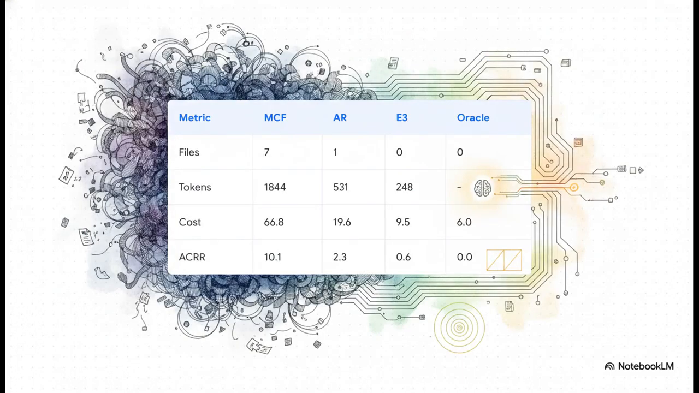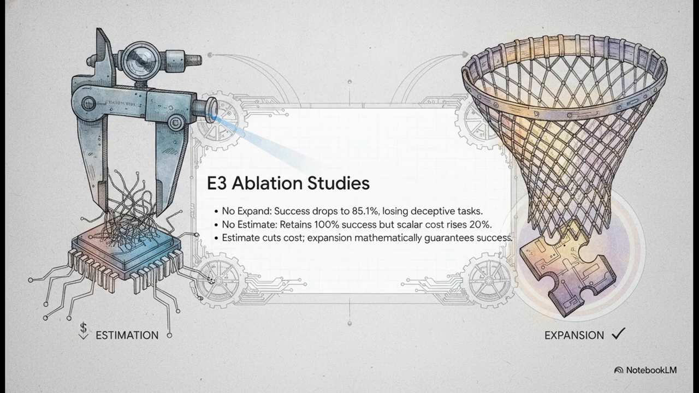Let's isolate a Level 1 microtask to see exactly where this efficiency happens. If you look at the strong adaptive retrieval baseline, it still pays a hefty tax to fully read retrieved files, inspecting one file and burning over 500 tokens. But check out E3. It pulls 0 irrelevant files into context. It uses just 248 tokens with a scalar cost of 9.51, hovering right near that mathematical Oracle minimum of 6.00. That is crazy efficient.